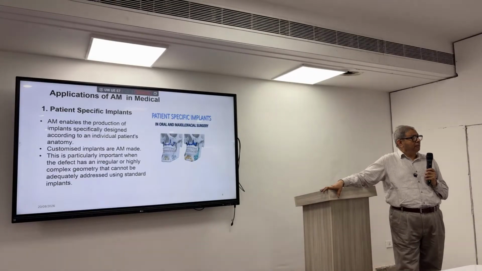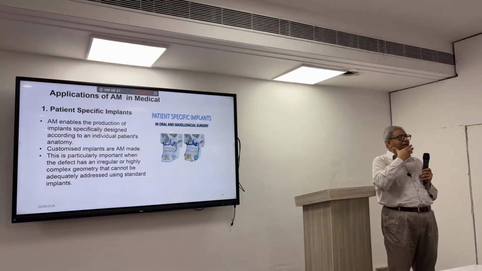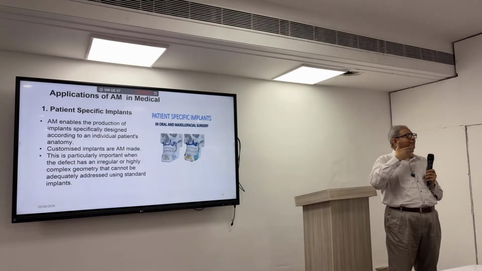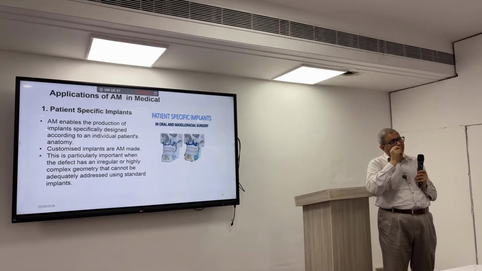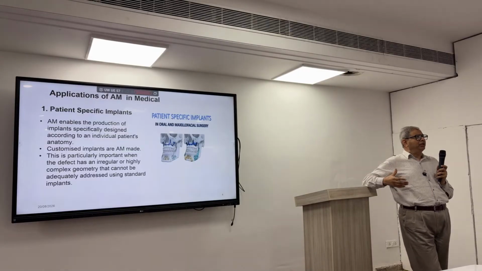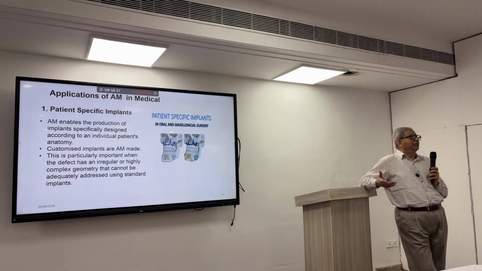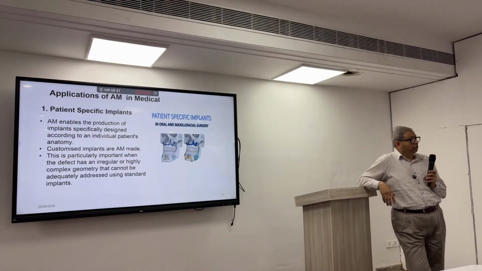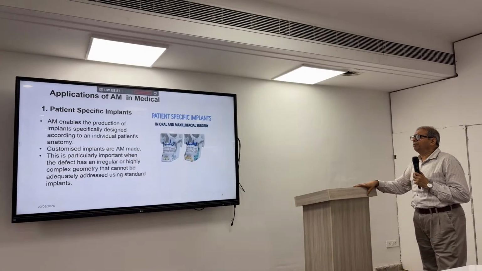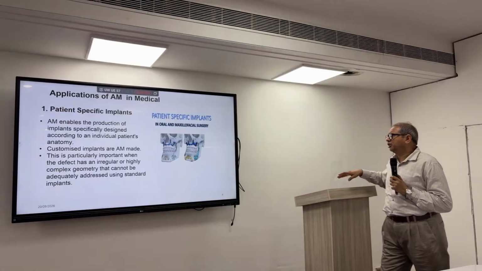So then these jaws are taken out, metal jaws are put, skin grafting is done, the tongue is also cut and tongue grafting is done, and finally the body is shaped so that you do not see from outside that he has been operated on and his jaws have been taken away. So this is what is done. So patient specific implants in oral and maxillofacial surgery mein.